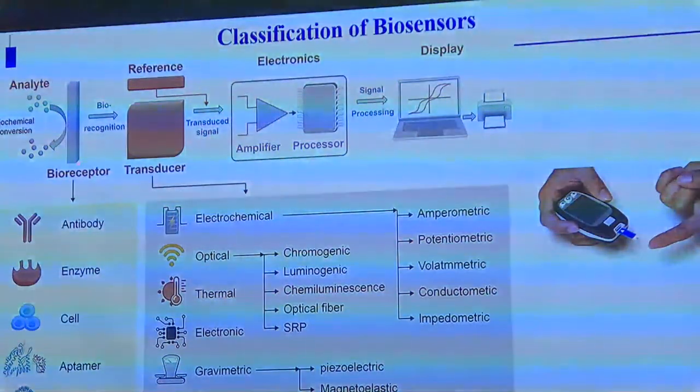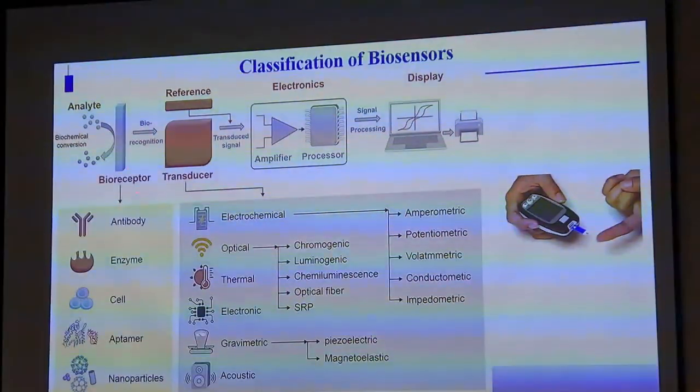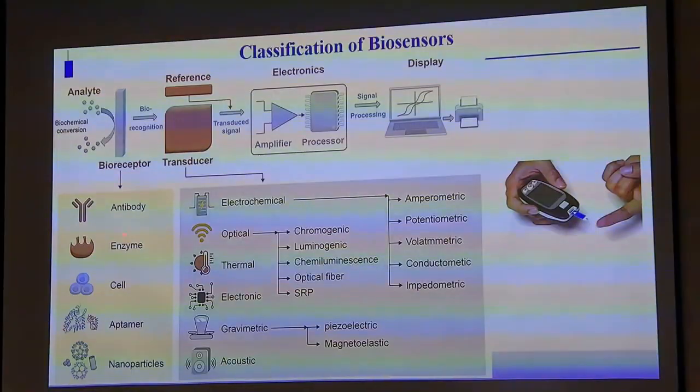But that was a simple classification. These biosensors can be classified in different ways as well. There are a couple of ways. First is based on bioreceptor, and the second is based on transducer. Based on bioreceptor, you can classify these biosensors as antibody, enzyme, or aptamer sensors.